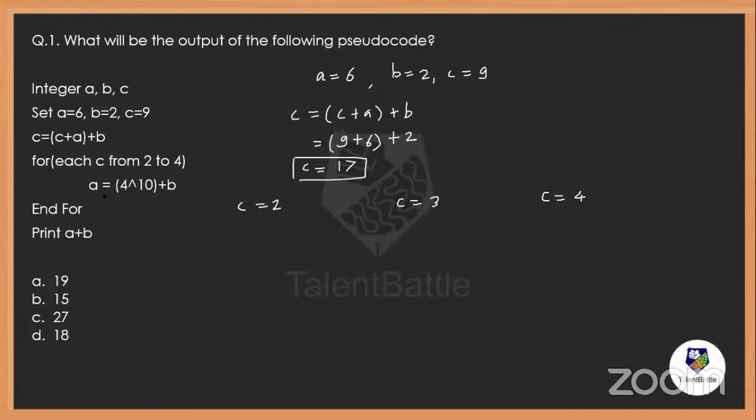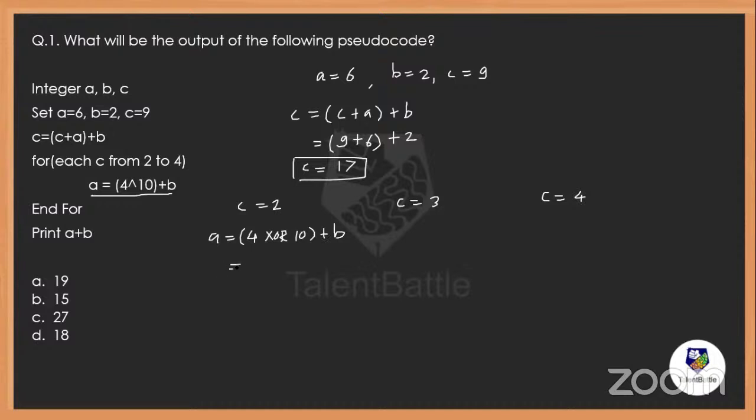And in every iteration, we have to calculate this expression: A is equal to 4 XOR 10 plus the value of B. These are the bitwise operators that they have used. So there is an XOR operation between 4 and 10, plus the value of B. We have to calculate the A value in all three iterations. So let us do it for the first, where the C value is equal to 2.